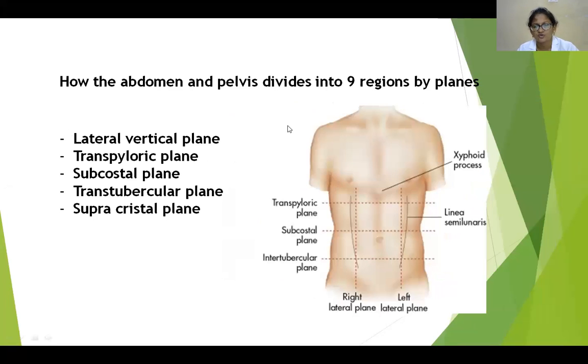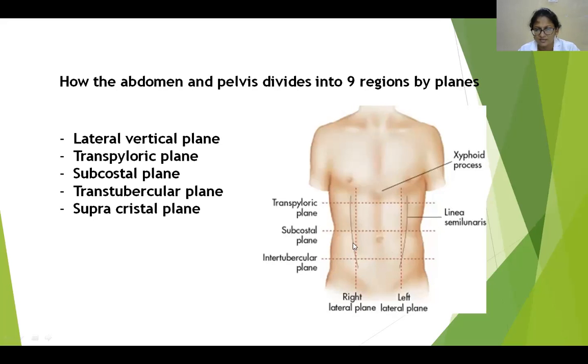Okay, next, how the abdomen and pelvis are divided into 9 regions. The abdomen is divided either into 9 regions or into 4 quadrants. We are going to discuss the 9 regions, formed by 2 vertical planes and 2 horizontal planes. See, these are the right and left lateral planes.